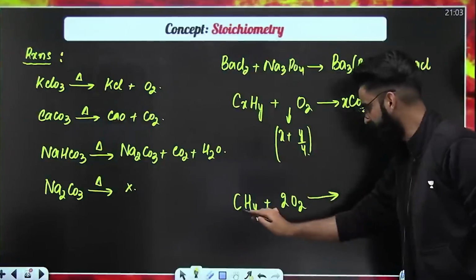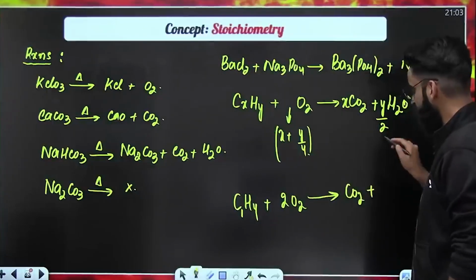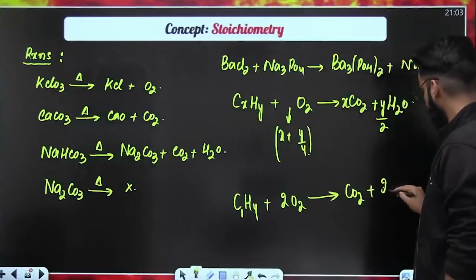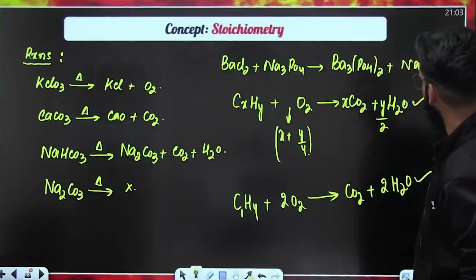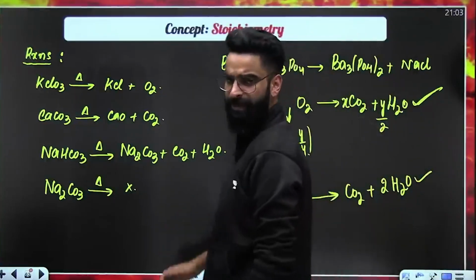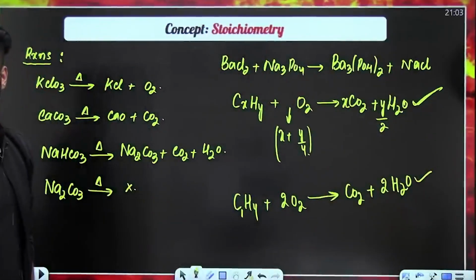What does it give? X times carbon dioxide. What is the X value? 1. So 1 times carbon dioxide. Plus Y by 2, 4 by 2, which is 2. 2 times water. Okay? So remember this equation in the generalized form, right? Then you can derive all the other equations. Right, people?